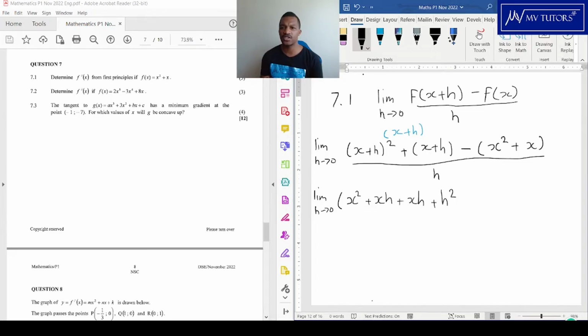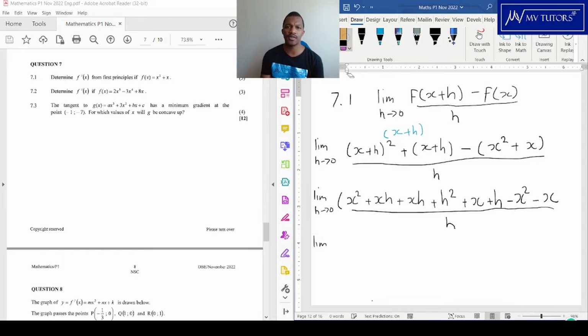On this side, it's plus 1 times x is plus x, 1 times h is plus h. This side, it's minus 1 times x squared, which is minus x squared, and minus 1 times x, which is minus x. Now, that's the proper way of doing this. And divide everything by h. I actually didn't need to open this bracket, so I'm just going to remove it, as h tends to 0.